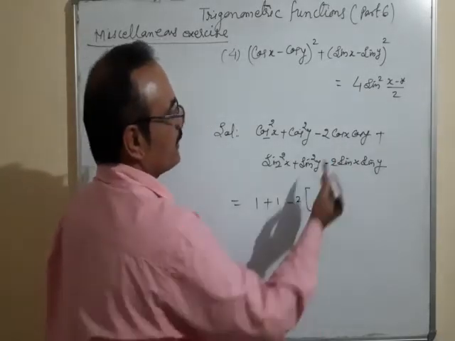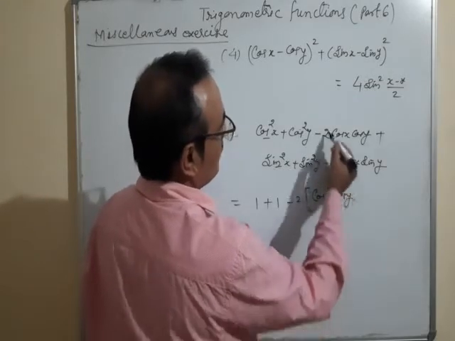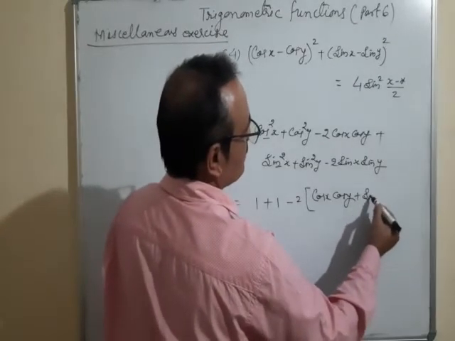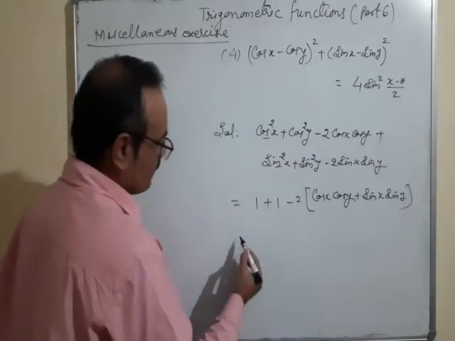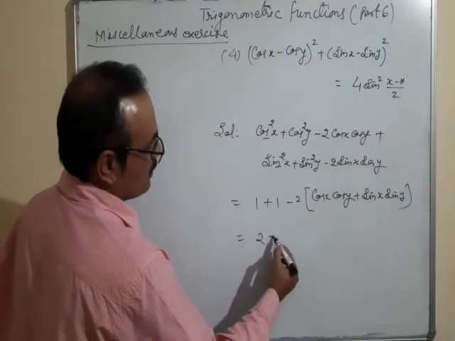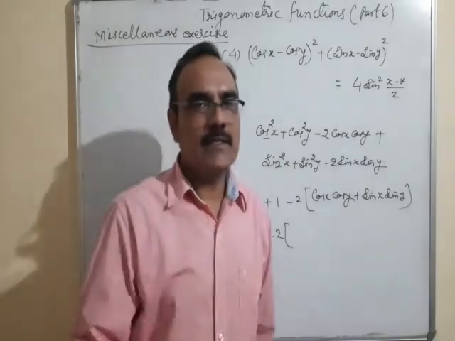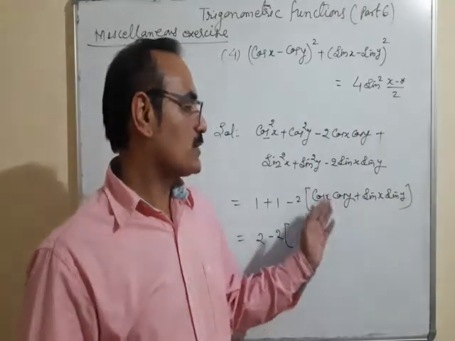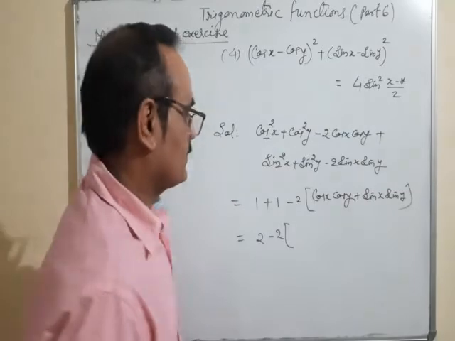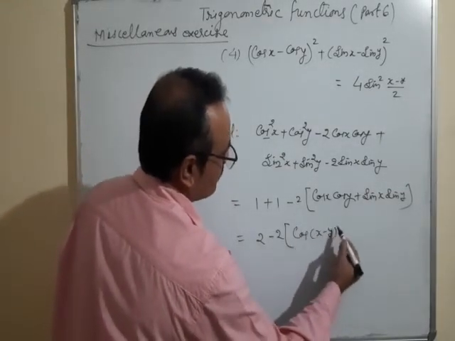So what is coming here? Cos x cos y, because the minus sign is common, plus sin x sin y. Okay. What is it? 1 plus 1 is 2, minus 2. And this is the right hand side of the formula, cos (x minus y): cos x cos y plus sin x sin y. So what to write here? Cos (x minus y).